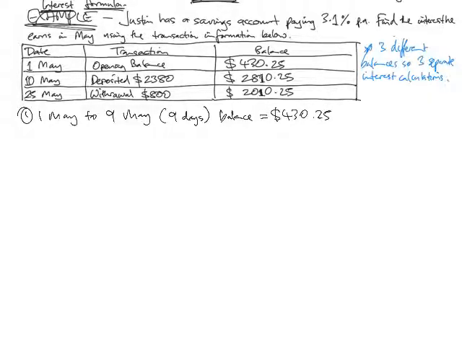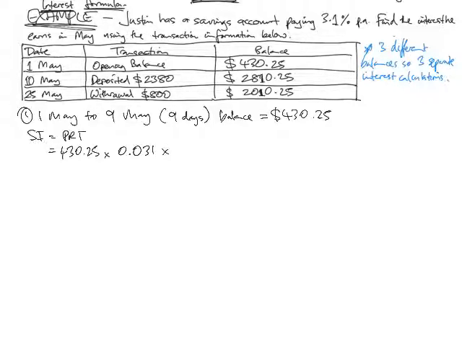Okay, so SI is equal to PRT. So principal is the balance, $430.25, times by the rate. It's 3.1%, so we need to convert that to a decimal, 0.031, times by the time.